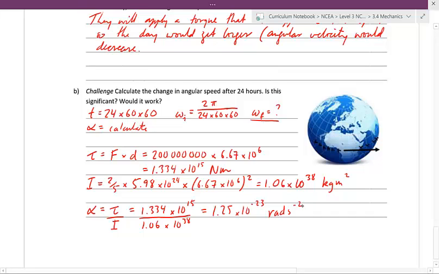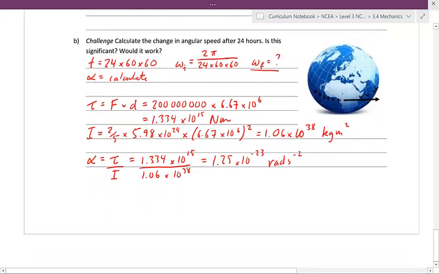And now we can find omega f. We want an equation that has alpha, t, omega I, and omega f. So omega f squared equals omega I squared plus 2 alpha. No, we didn't want that equation. Sorry, that's the wrong one. So we want theta. No, we don't want theta either. We want omega f minus omega I over t is equal to alpha.